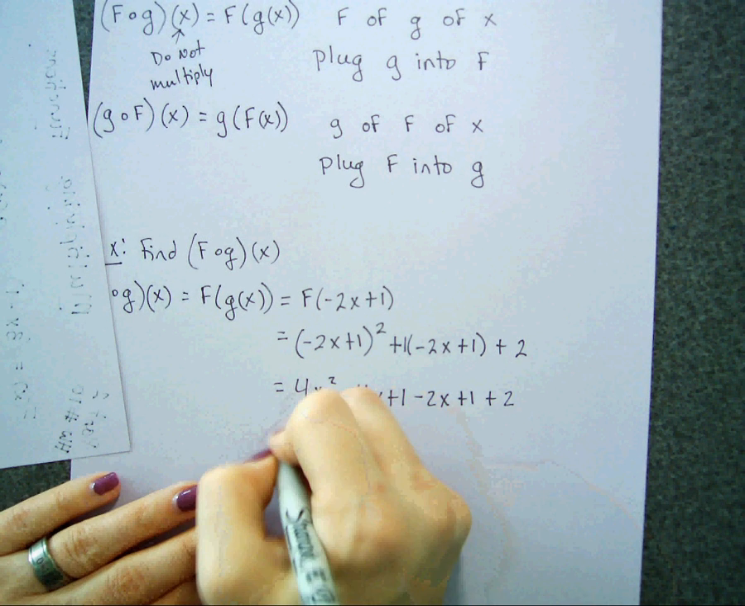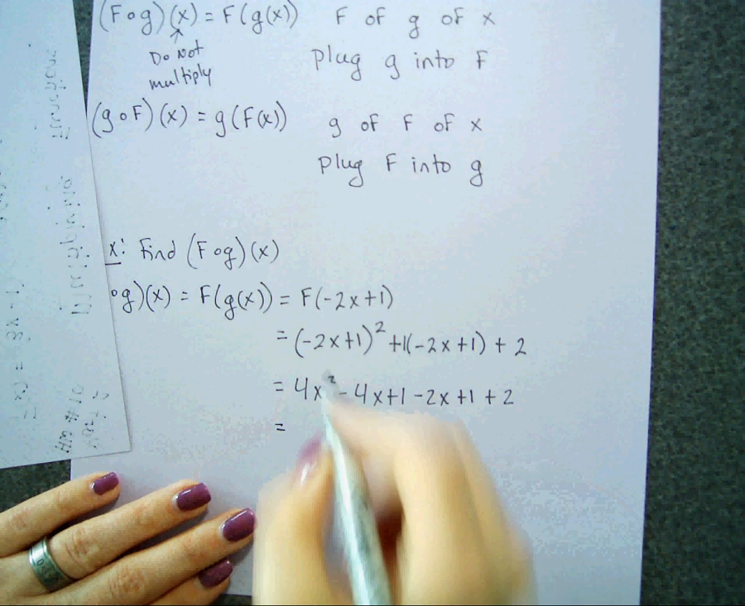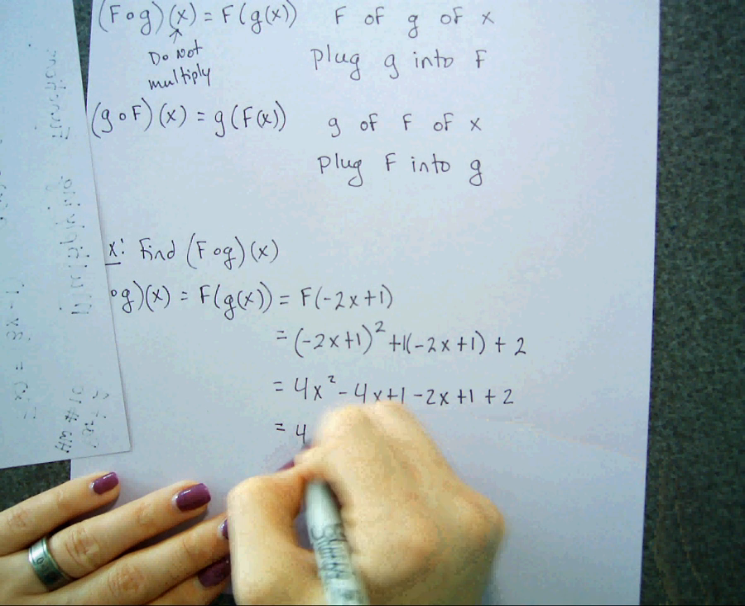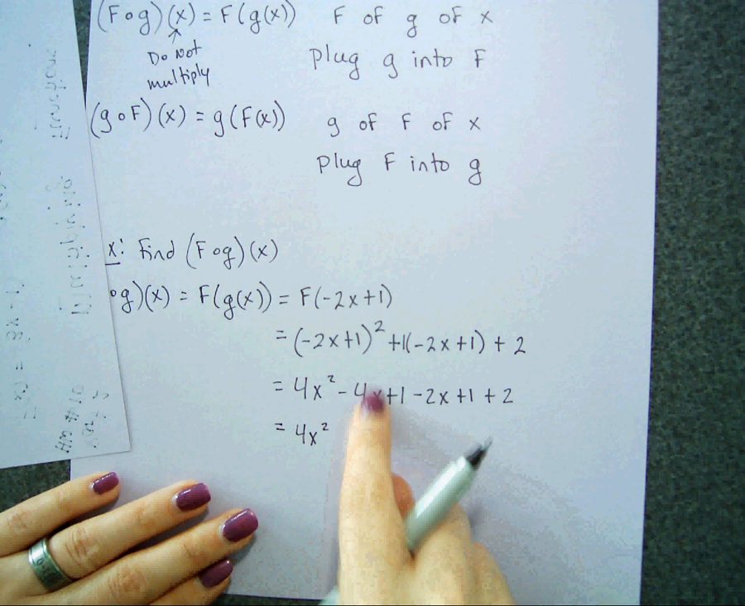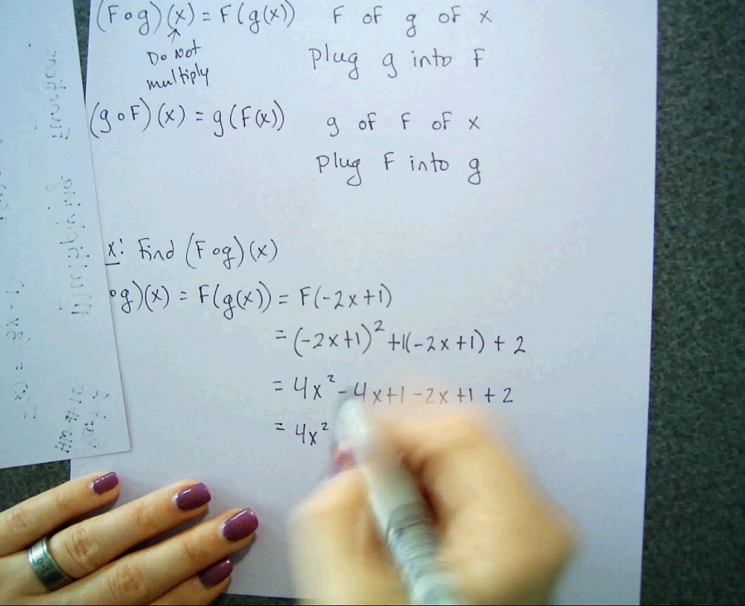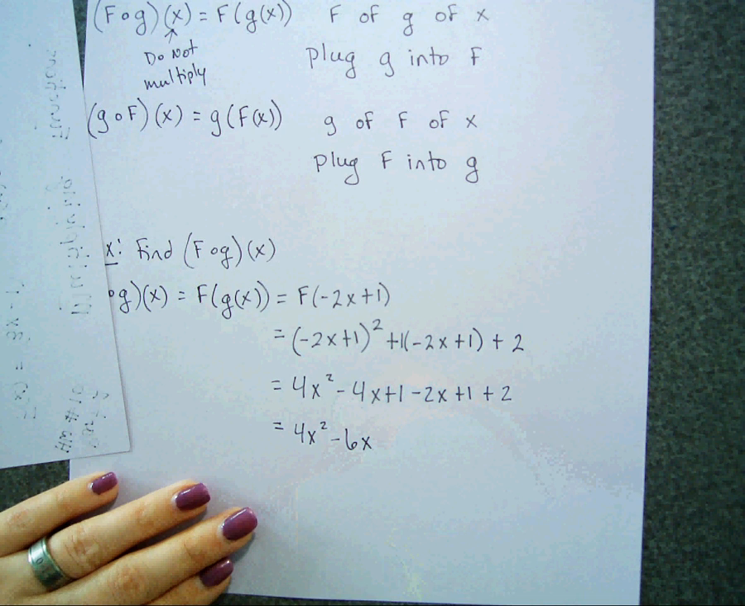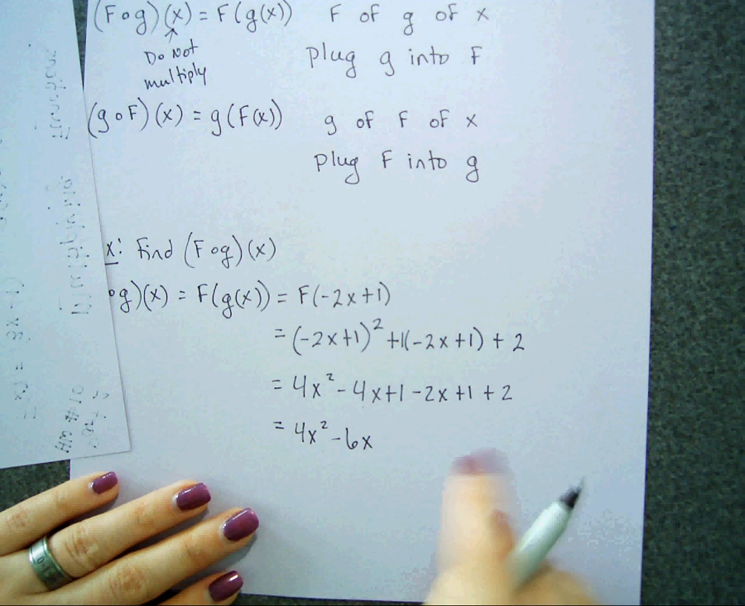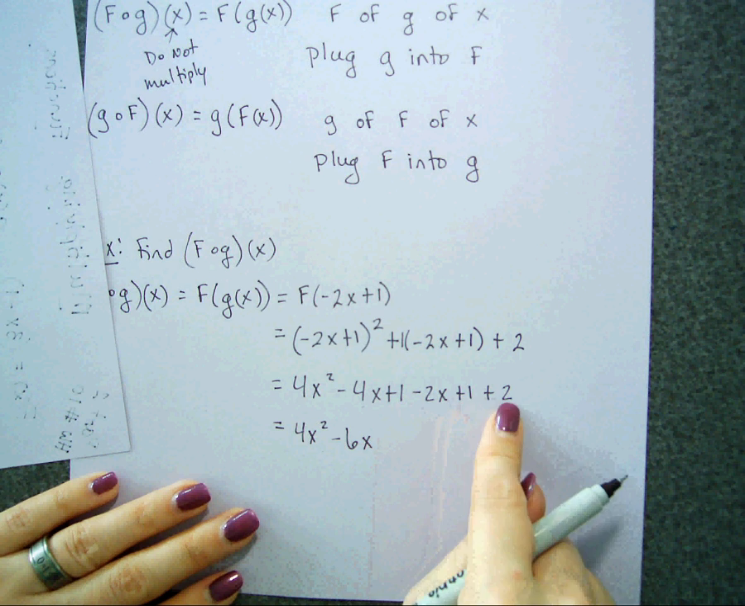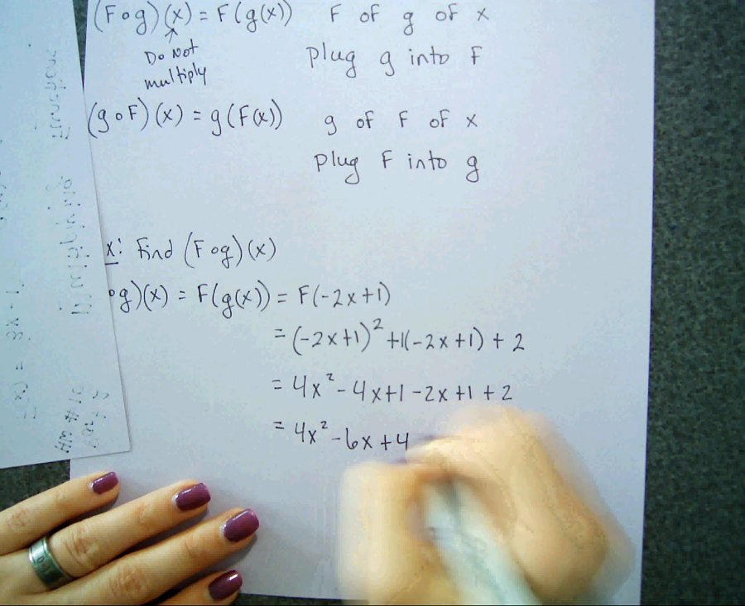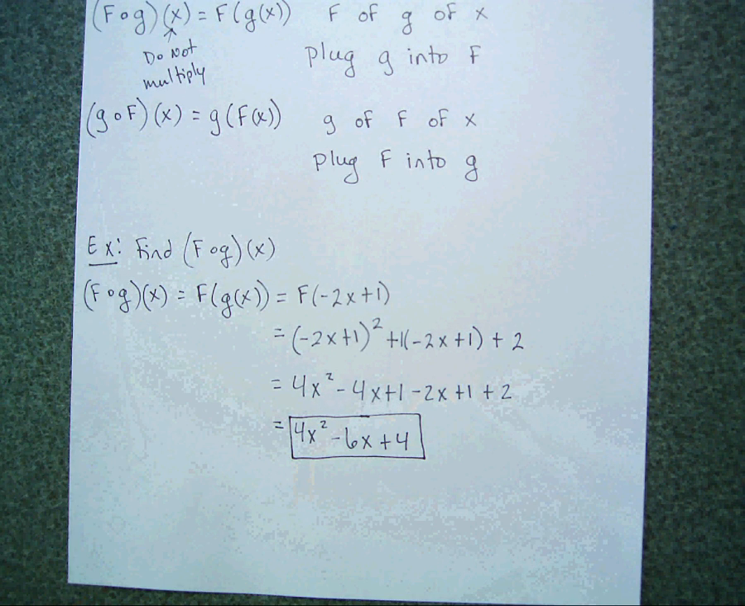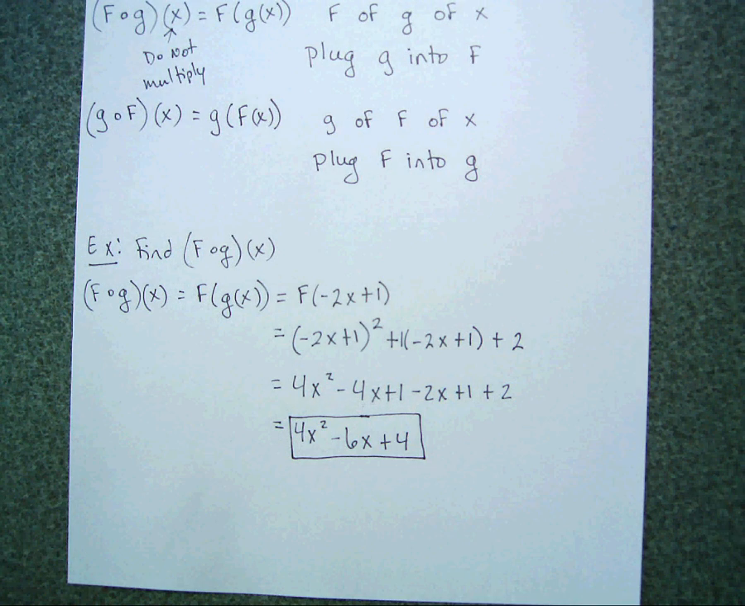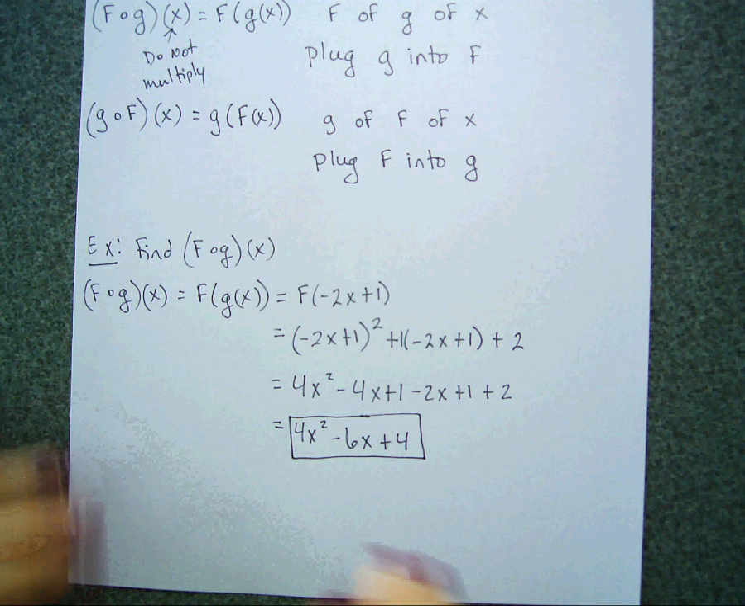And again, combining my like terms, I just have 4x squared, no other like terms, so it comes down. With my x's, I have negative 4x and negative 2x, which gives me negative 6x. And then with my plain constants, I have a positive 1, a positive 1, and a positive 2, giving me positive 4. So that's f of g of x.